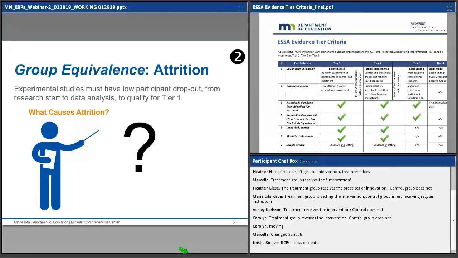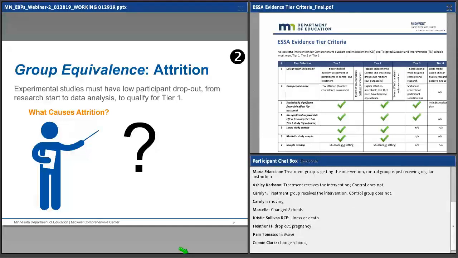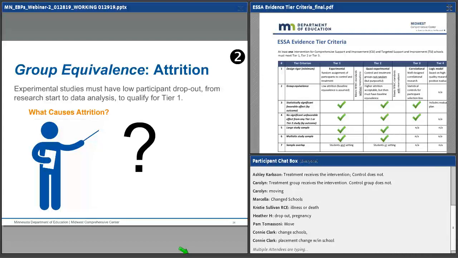Moving, yes, students moving, exactly. Students changing schools. Yes, illness. Students passing, of course, dropout, pregnancy, right. Reasons for students missing school. Are there any more technical reasons that might not have to do with the student himself or herself and their presence or absence that might be related to attrition and whether or not you actually have data for a student at the end of the process?